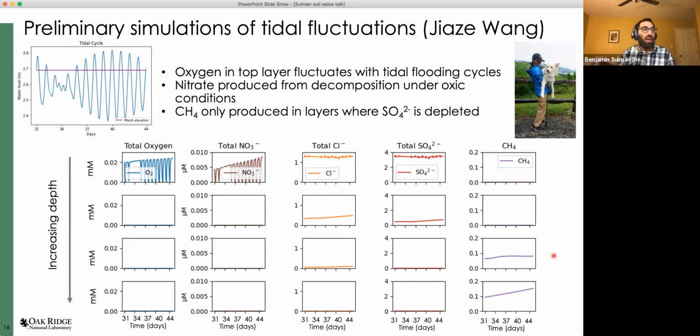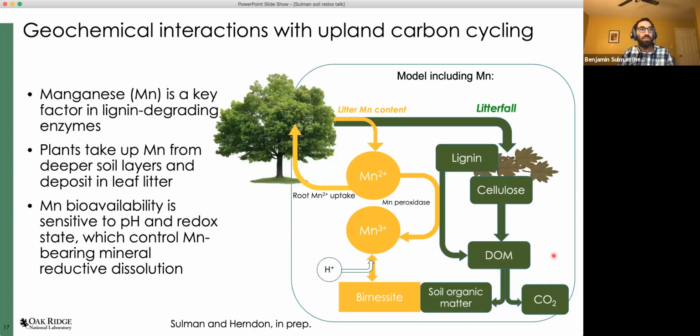And I think this whole project is developing in a really exciting way. I'm excited about the direction it's going in terms of being able to look at what happens over tidal cycles and seasonal cycles of saltwater and freshwater influences.